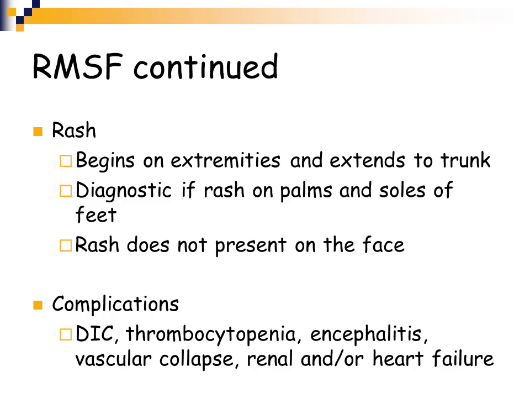If a physician were to see an individual that had a rash on the palm of the hand and soles of the feet, there's only a few organisms that can do that. So it really narrows down the potential diagnosis. The other key feature about Rocky Mountain spotted fever is the rash is not on the individual's face. So all over the arms, legs, trunk of the body, palms of the hands, soles of the feet, but not the face. And individuals that have Rocky Mountain spotted fever can have complications such as disseminated intravascular coagulation, thrombocytopenia, encephalitis, vascular collapse, as well as organ failure.